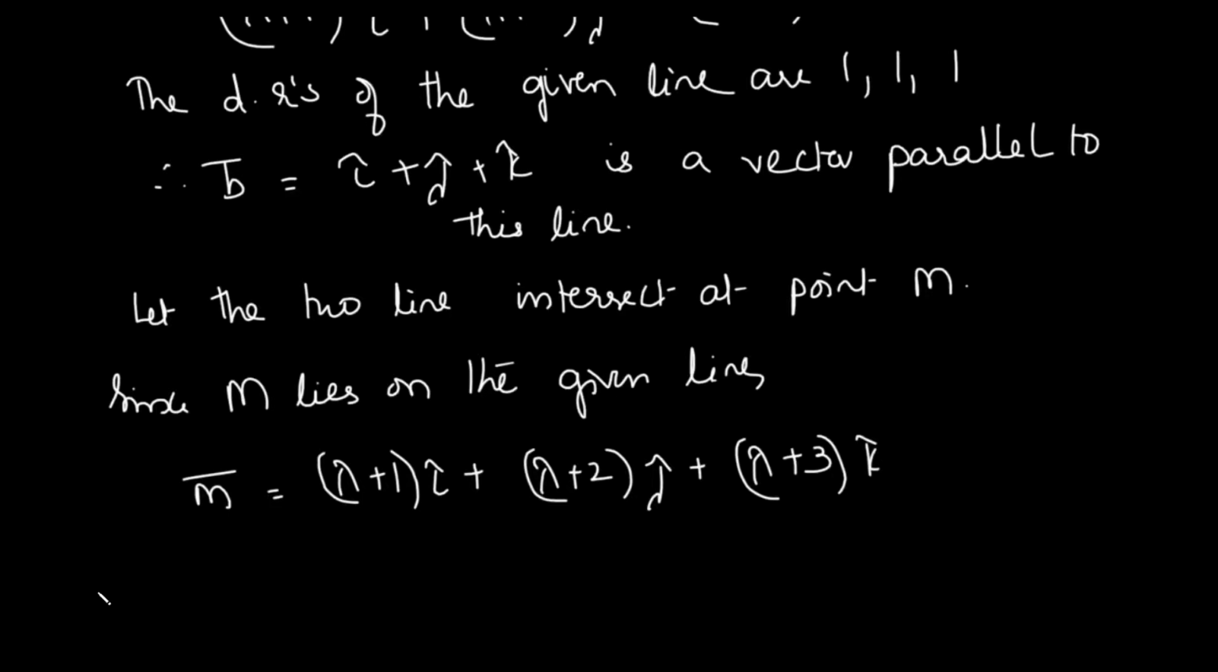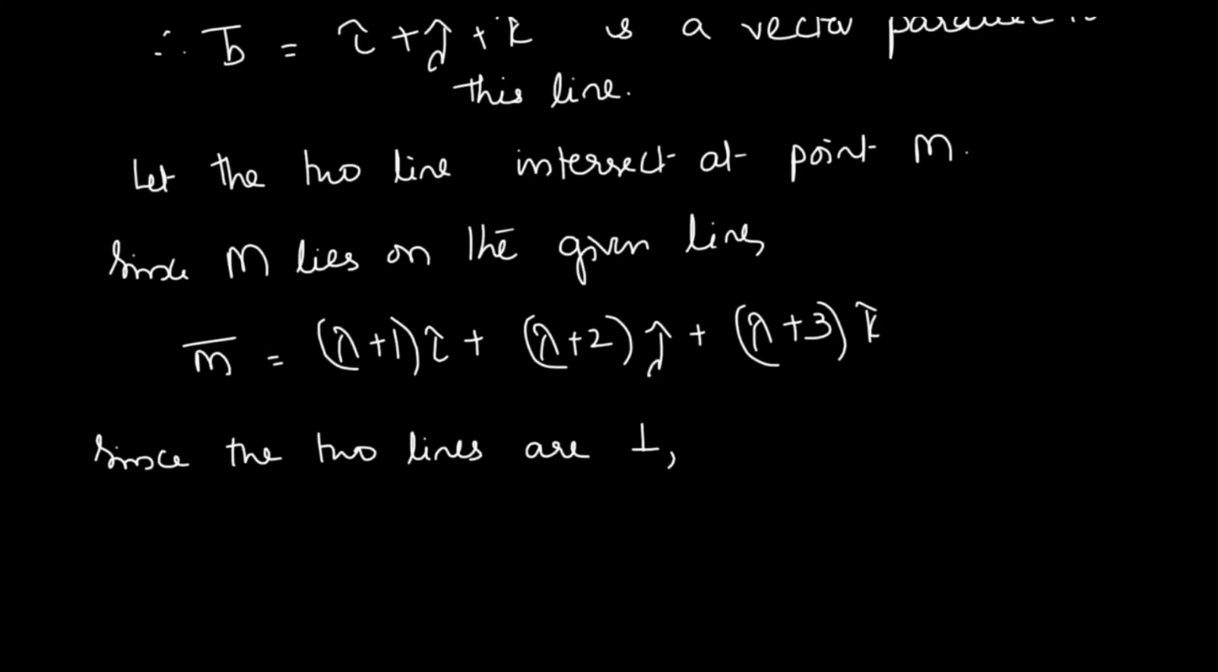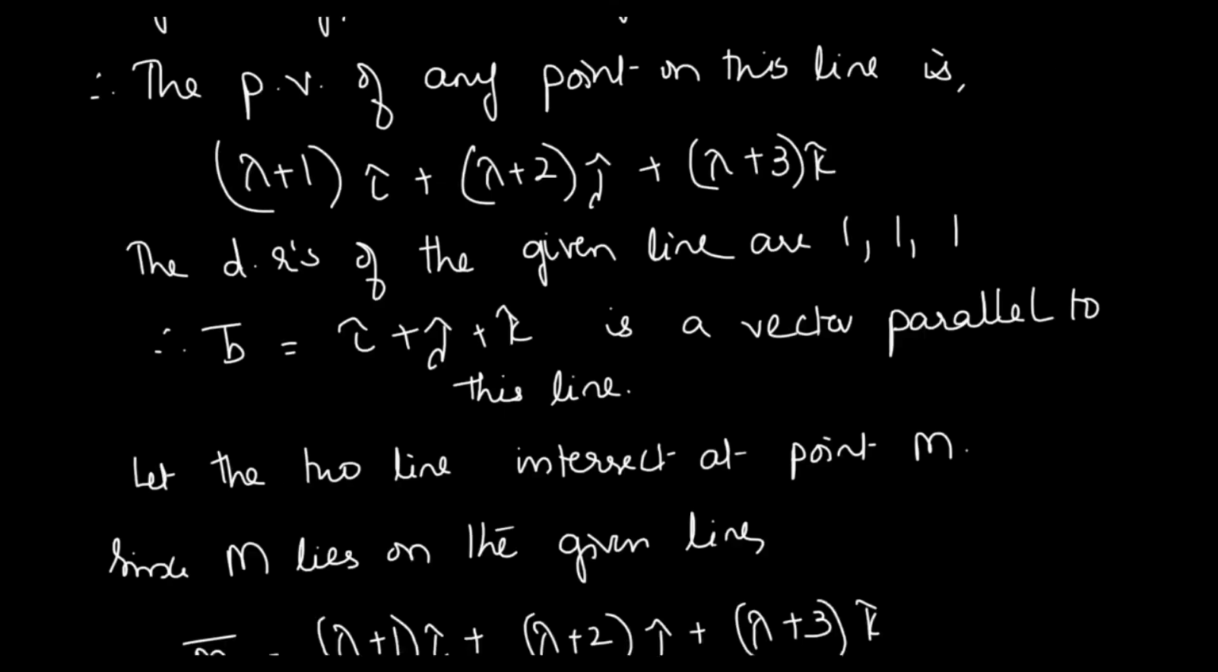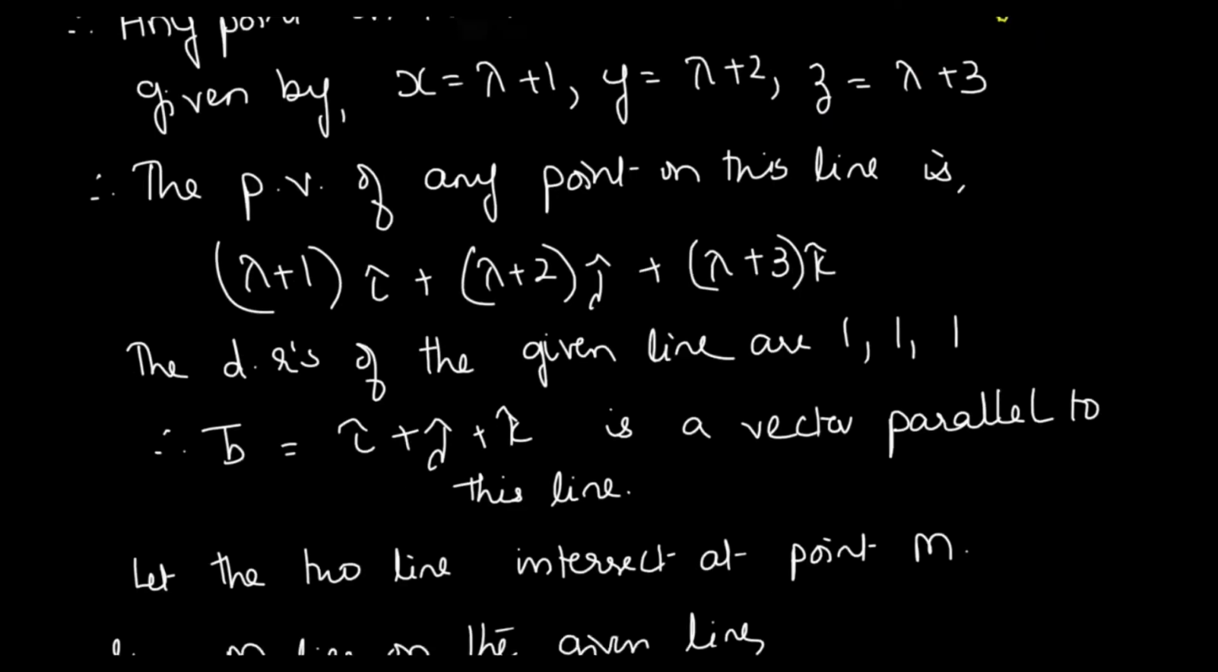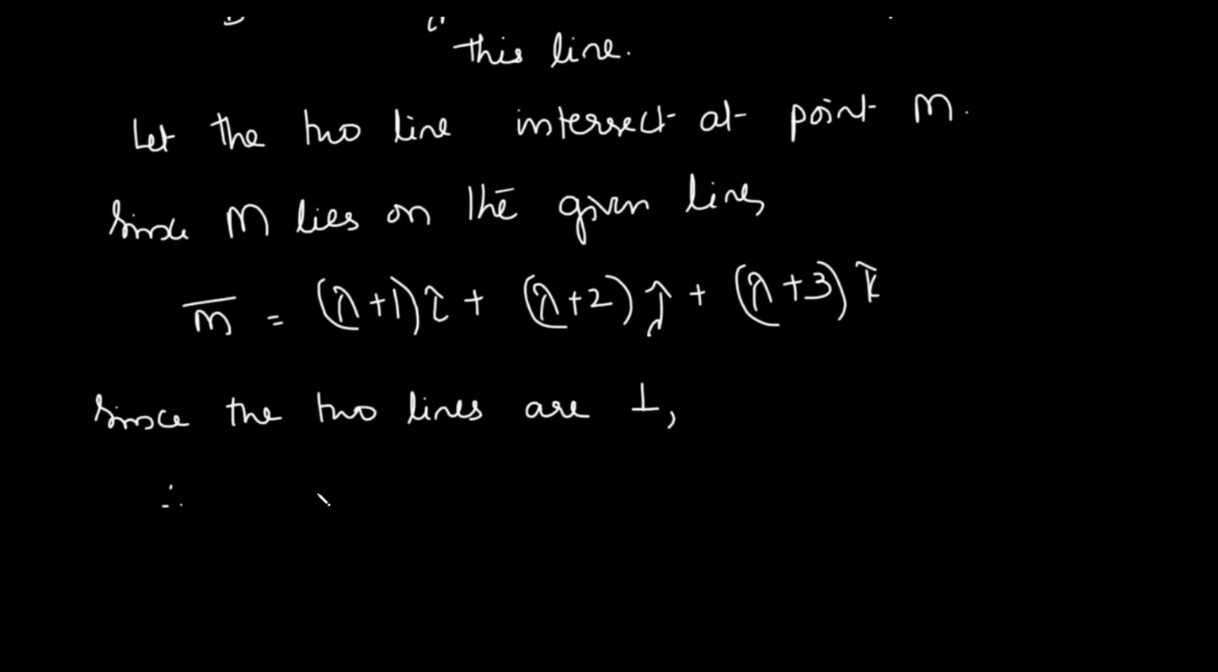Also, we use the fact that the two lines are perpendicular. So, since the two lines are perpendicular, we have M bar dot B bar is equal to 0. The dot product of perpendicular vectors is 0. So, the position vector of M and the position vector of B, since both the lines are perpendicular to each other, we say that their dot product is 0. Therefore, we write over here, M bar dot B bar is equal to 0.